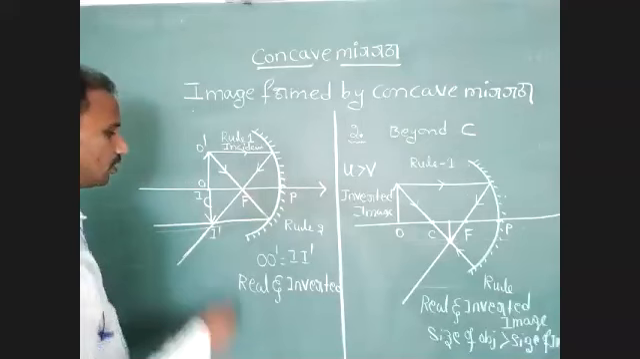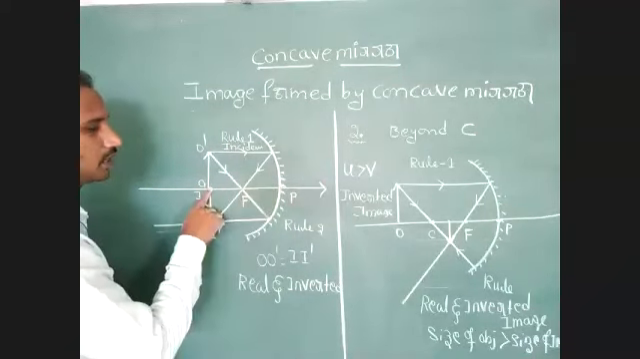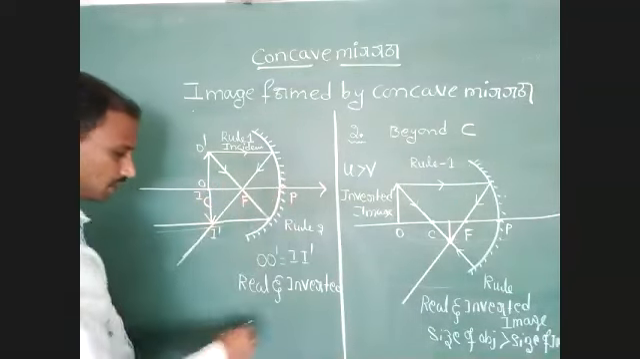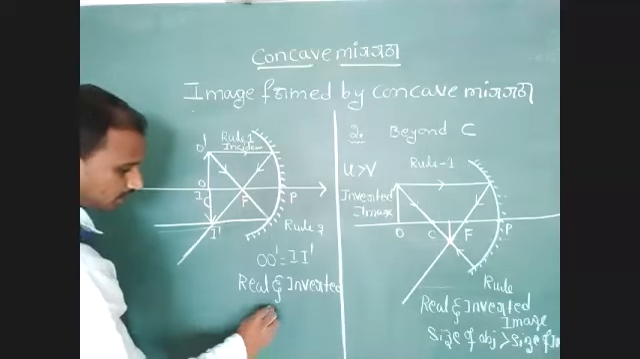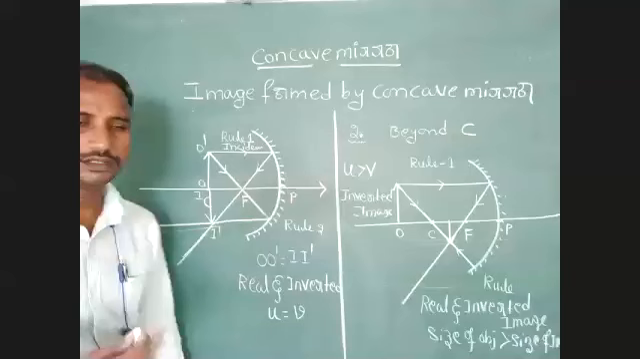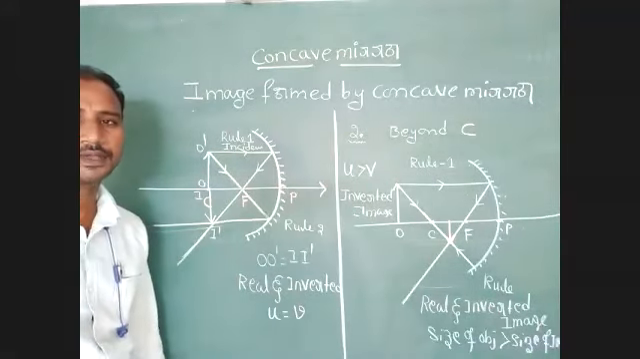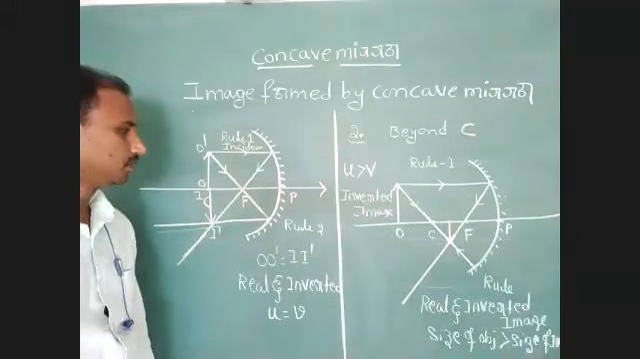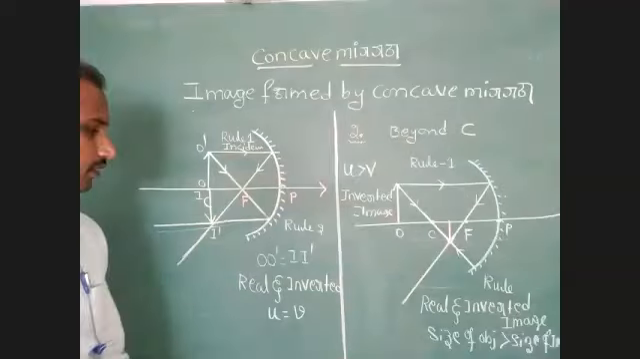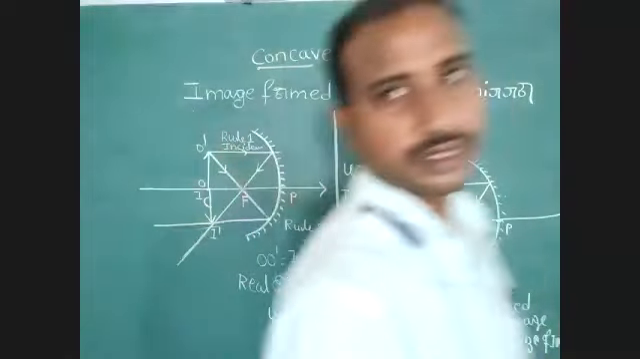Next one, object distance: we calculate the distance from the pole to the object, and the image distance from the pole to the image. Here, object distance U equals image distance. Identify this point. Students, do you have any doubt? So this is condition 3. Next.